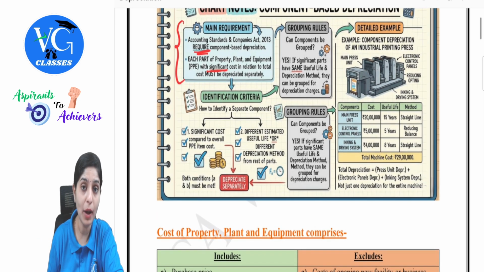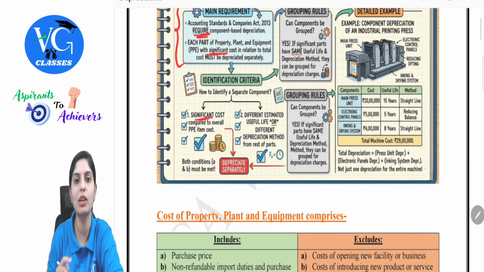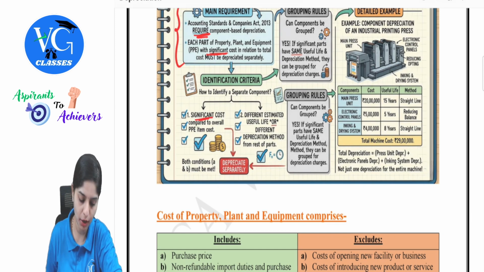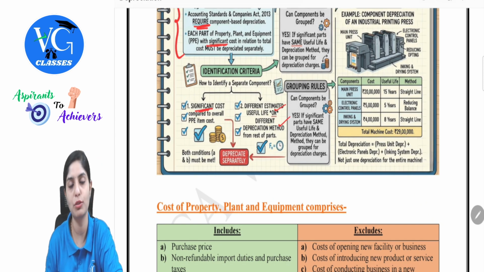Yes, then how to identify this? See, there are two pointers which we can see. First, there should be a significant cost compared to the overall cost. In simple words, what you can understand is there should be a breakup for all the parts of the cost. And then a different estimated useful life or different depreciation method from the rest of the parts.